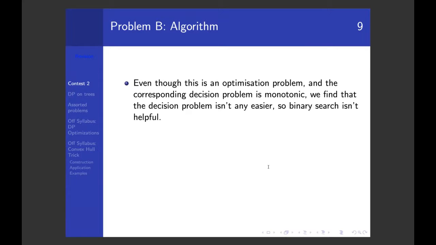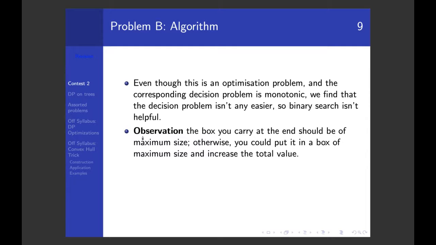So the one thing to note, this is an optimization problem, and you do have the corresponding decision problem. That is, can we carry at least X dollars or whatever the unit was? We're going to not think about it for now. But the decision problem isn't any easier, so you can't binary search. After some thinking, if you find that it's not any easier, then you move on to a different technique. It's not always immediately obvious whether binary search works. You might think, can I binary search? Think about it for a bit. No.